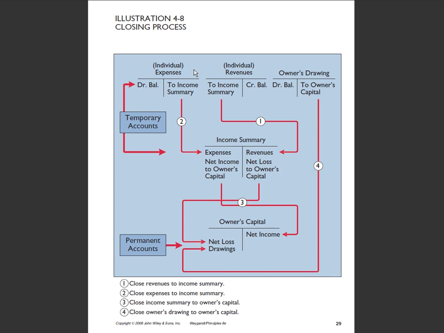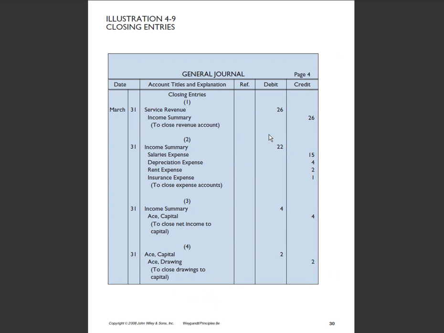Here's an example of the closing process. Seems kind of convoluted. Basically, what we're going to do is we're going to take income summary. I want to close out expenses and revenues. So since expenses have debit balances, we're going to credit expenses and debit income summary. And with the revenue, since it has a normal credit balance, we're going to debit revenue and credit income summary. We're going to do that every time we prepare financial statements and make adjusting entries.